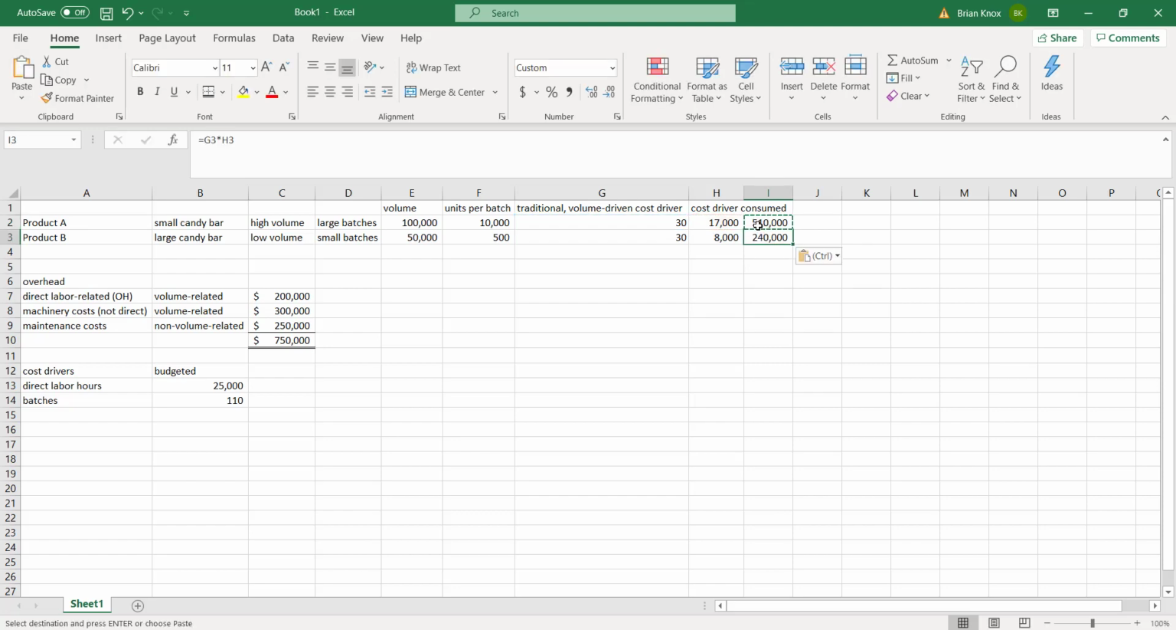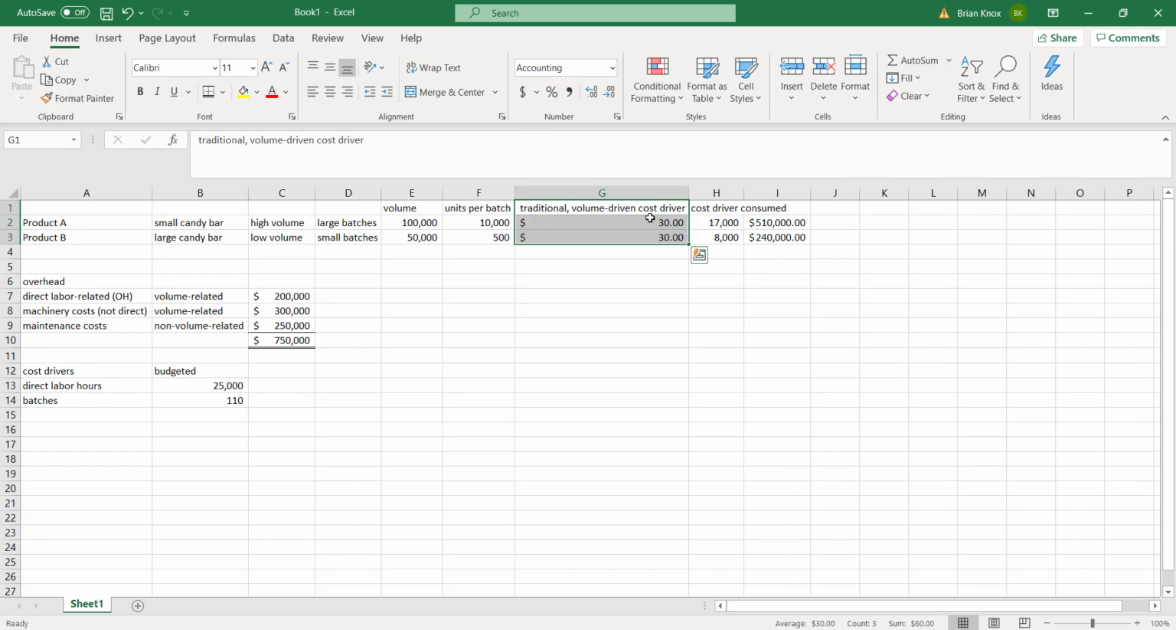So now we have a total, all overhead, $750,000 of it applied to each product line. And so it sure looks like product A consumes a lot of overhead, $510,000, and product B consumes very little overhead, $240,000 of overhead. We'll make sure we have these in the right units.